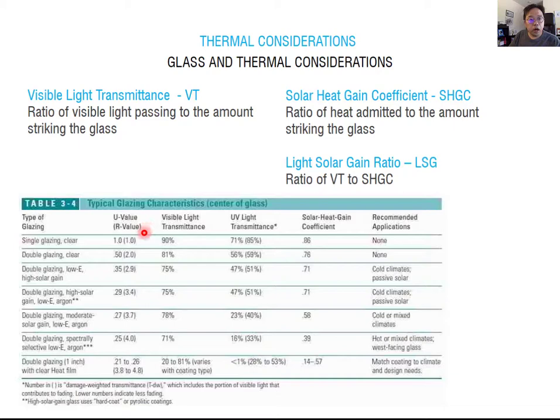So you can simply compare the single glazing system and the double glazing system. The single glazing system has a U value of one, and the double glazing system is 0.25 with argon gas. So when you look at the U value, R value, the double glazing system has 4 times better performance. And then visible light transmittance: of course, single layer lets more light into the space. It means more heat transfer from the outside to the inside. So that's why you can simply compare single and double glazing systems in terms of the performance of the glass.